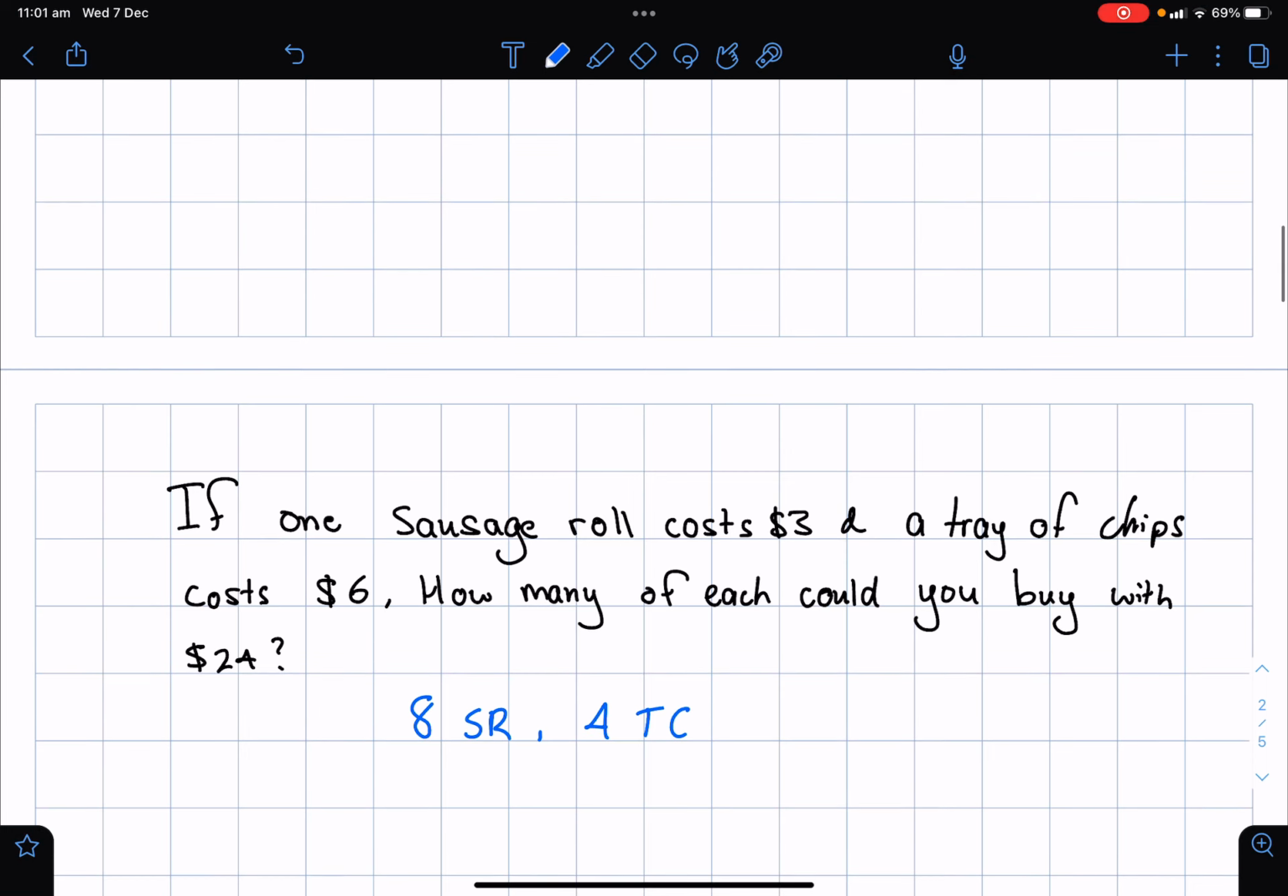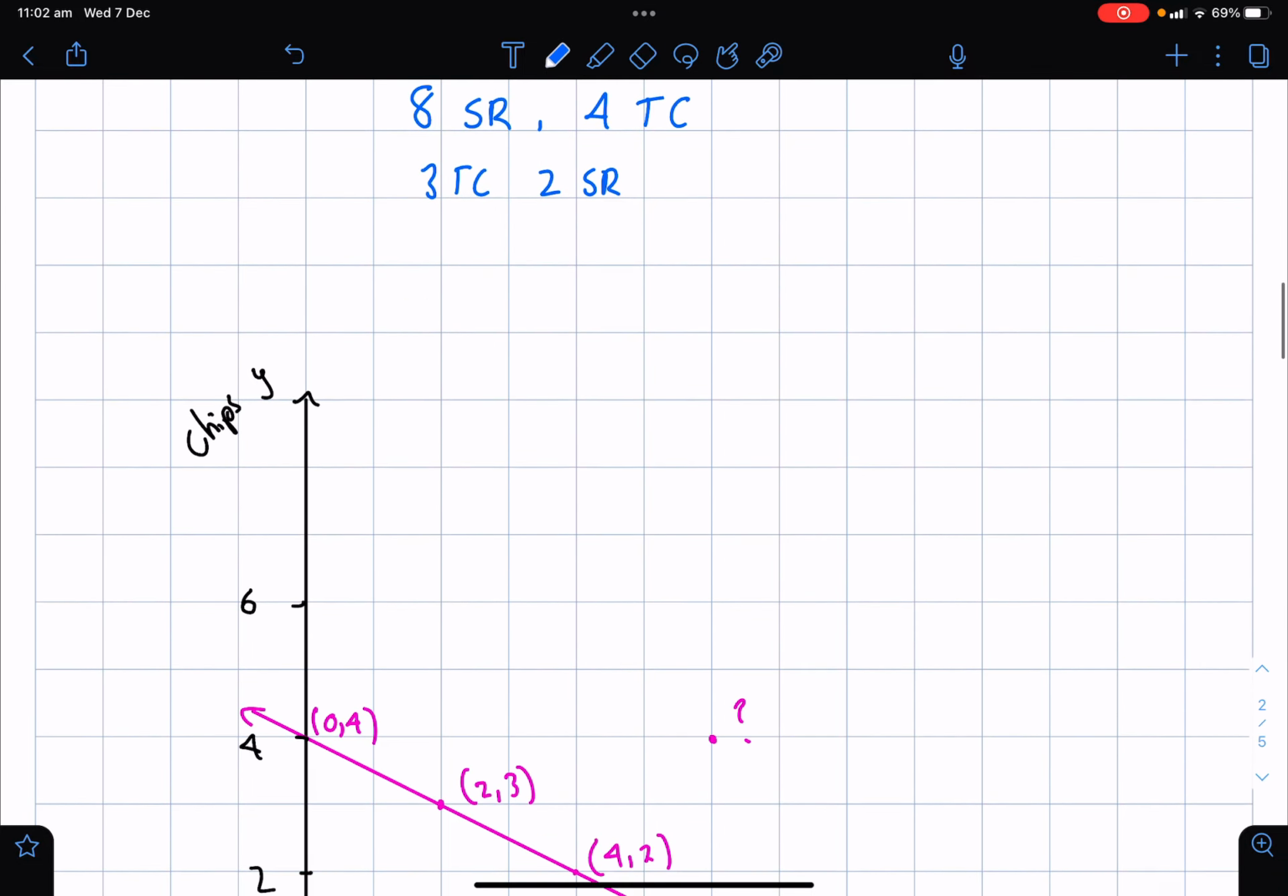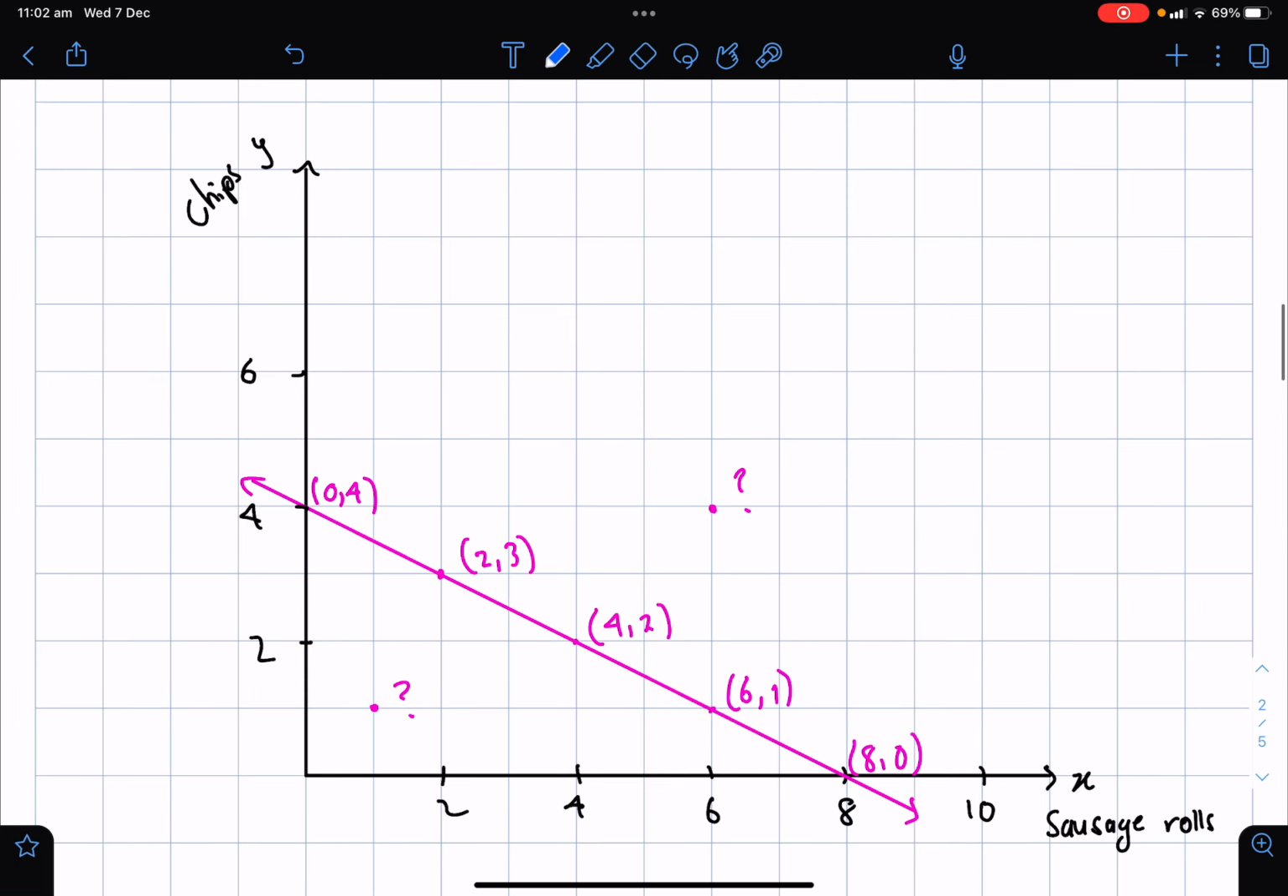But what if we combine them? So we could buy 3 trays of chips and 2 sausage rolls. Okay, so there's lots of different combinations we can look at. So if we're actually looking at all these combinations, we can come down here and actually graph these scenarios. So I've let my y-axis be my trays of chips and my x-axis be my sausage rolls, okay?